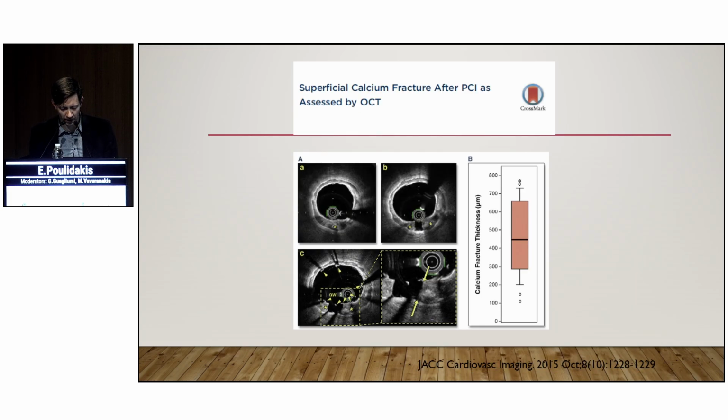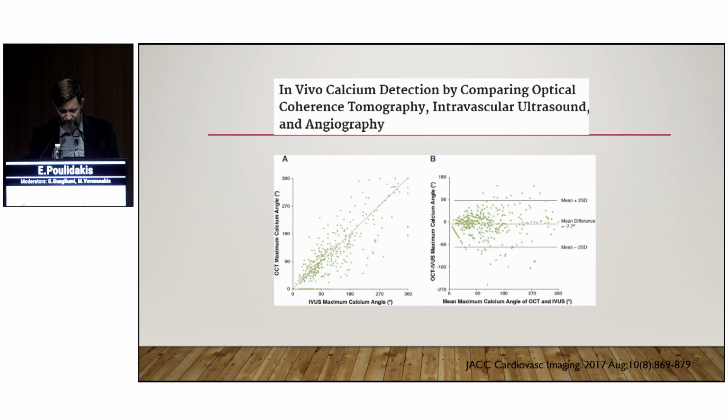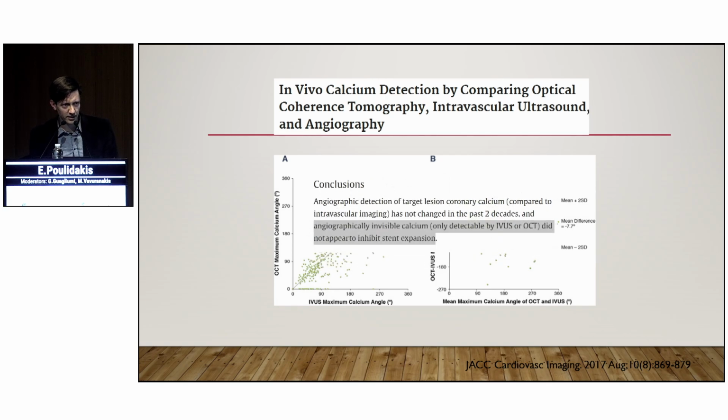Speaking about fractures, here you see the images below a fracture, and in the study, the median thickness of calcium that could be fractured was about 0.45. In this final study, we see a good correlation between OCT and IVUS, and a method of relief for those who don't have imaging on a routine basis: if you can see it on the angio, it will probably expand well.